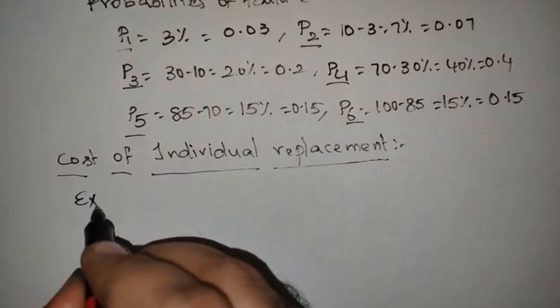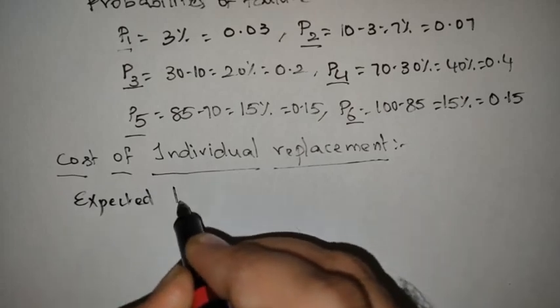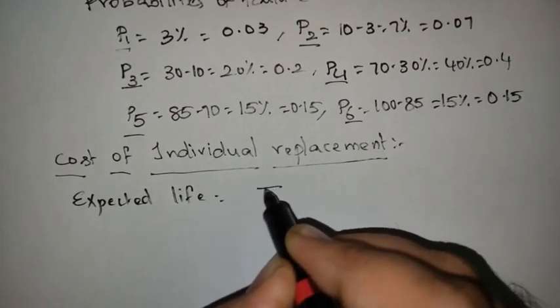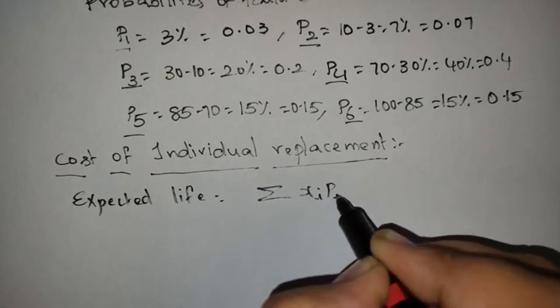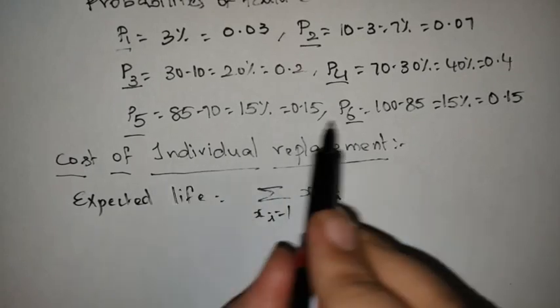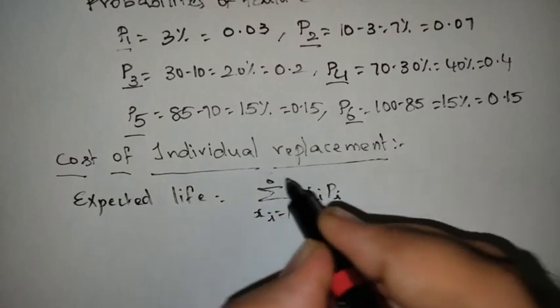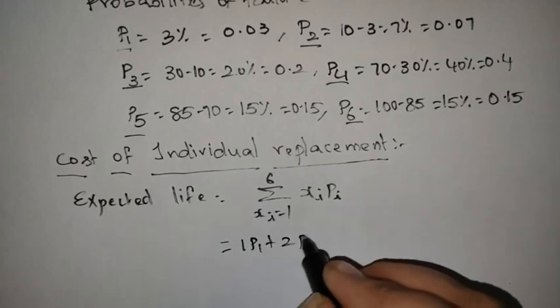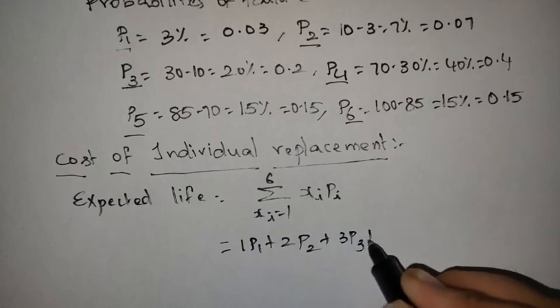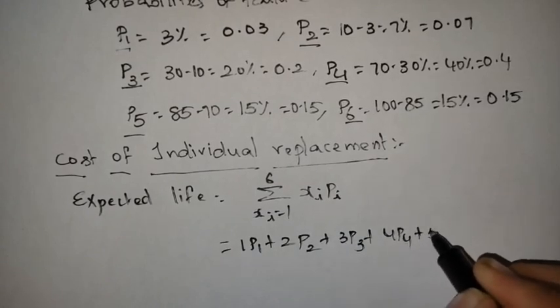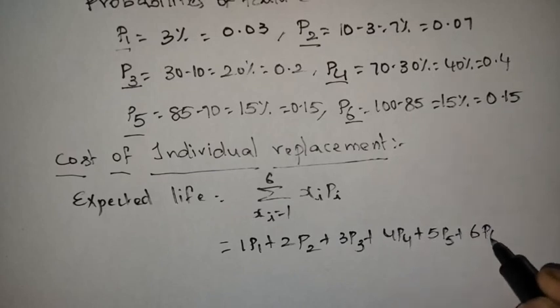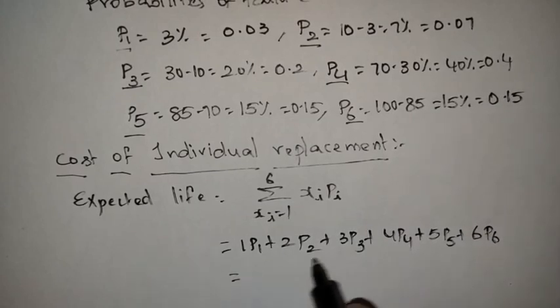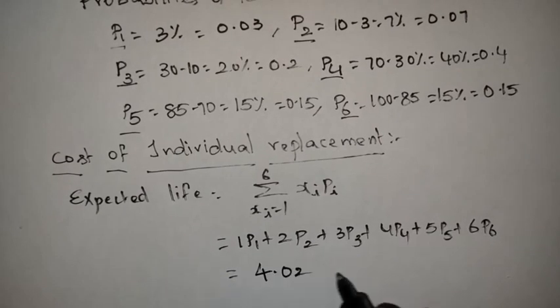So first of all, let us calculate the expected life, equals sigma xi into pi. Now xi is from 1 to how many months is given? 6 months. So that equals 1p1 plus 2p2 plus 3p3 plus 4p4 plus 5p5 plus 6p6. So find the total value. If you substitute all p1 to p6, then we will get 4.02 months.